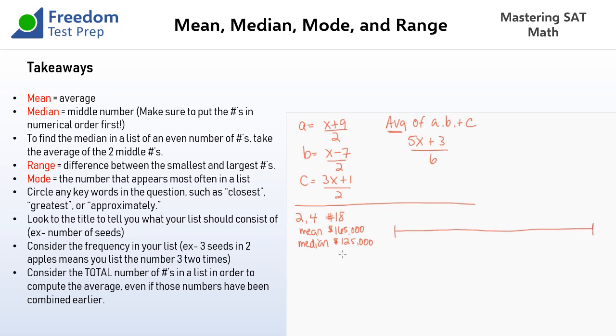So the median is the middle. So let's just put that right in the middle. It's 125,000. Now the mean is, let's say it's up here. It's 165,000, clearly higher. Okay, so this is the median. That's the middle. And this is the mean, which is the average. All right, now I think we need to just look at the answers.